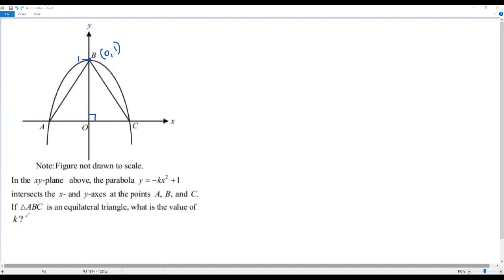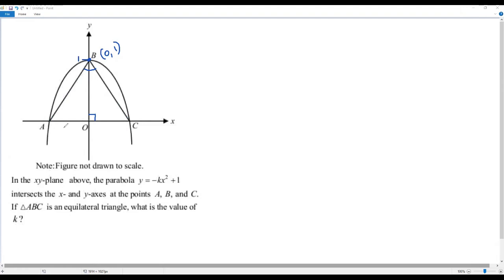And also triangle ABC is an equilateral triangle, so all three sides of this triangle are equal. Then the sides AB and BC are also equal. So in this triangle, we have the height OB between the two equal sides AB and BC. In a triangle, whenever we have the height between the two equal sides, the height will bisect the interior angle, and also the height will divide AC into two equal parts. That is, the height OB will bisect the side AC also.